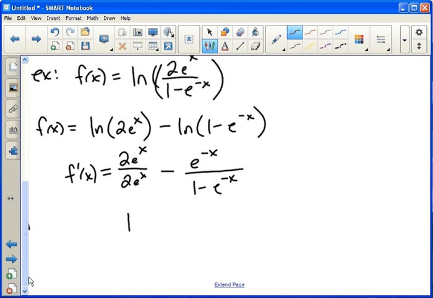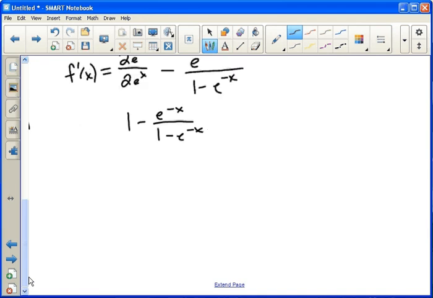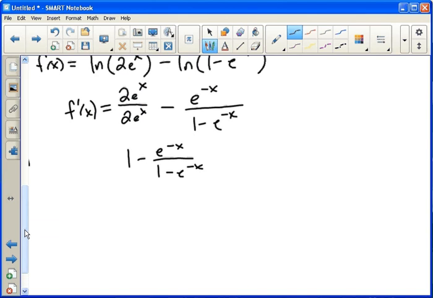So we get that. And just to stretch ourselves a little bit, why don't we find a common denominator here and combine? Because 1's pretty easy. 1 would just be 1 minus e to the negative x over 1 minus e to the negative x. Okay, so on top we have 1 minus e to the negative x minus e to the negative x, so it'll be 1 minus 2 e to the negative x over 1 minus e to the negative x.